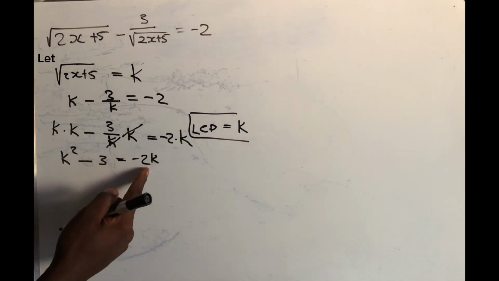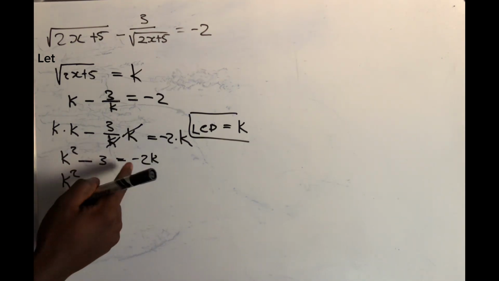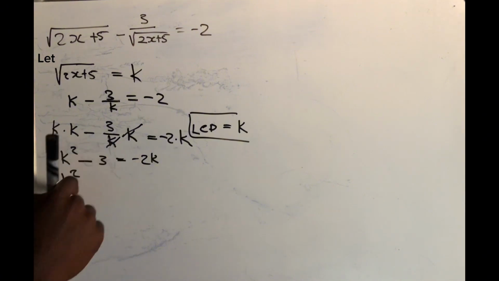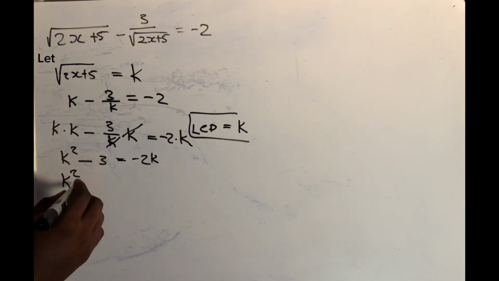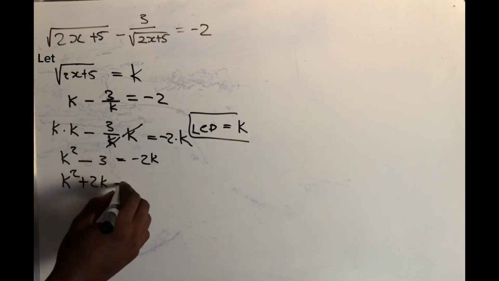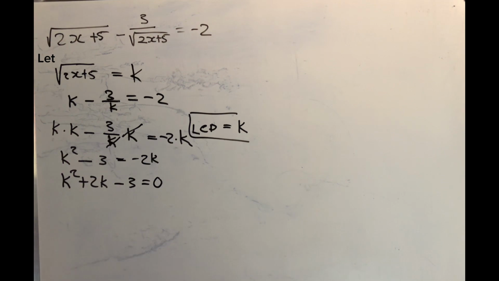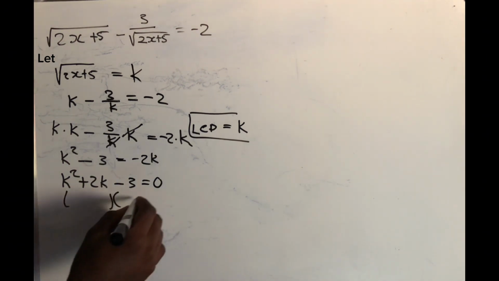And then you take the negative 2k to the other side. You're going to get k squared. If it's negative on this side and it jumps the equal sign, it becomes positive. You get k squared plus 2k minus 3 equals 0. And this is a quadratic equation. We can solve it by factorizing.